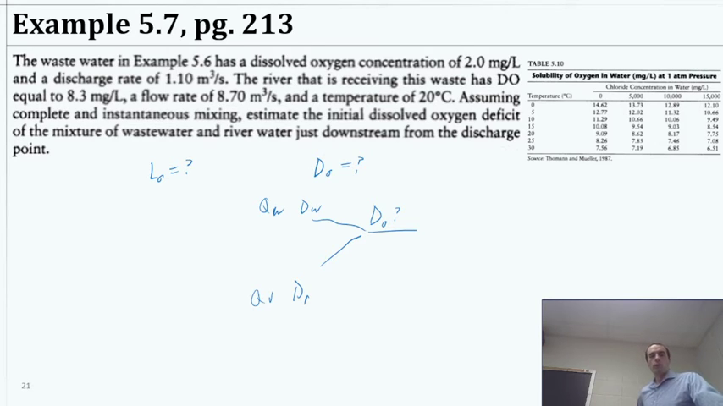So the wastewater from a previous example has a dissolved oxygen concentration of 2 milligrams per liter and a discharge rate of 1.1 cubic meters per second. River water that's receiving this waste has a DO equal to 8.3 milligrams per liter, a flow rate of 8.7 cubic meters per second, temperature of 20 degrees. Assuming complete and instant mixing, estimate the initial dissolved oxygen deficit of the mixture of wastewater and river just downstream of the discharge point. All right, so take a couple minutes to look at that and solve that.